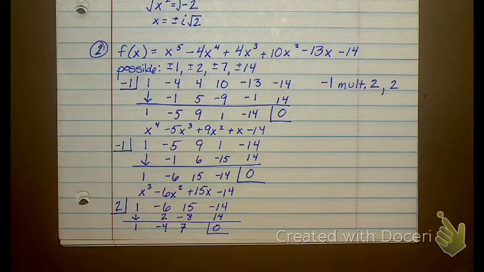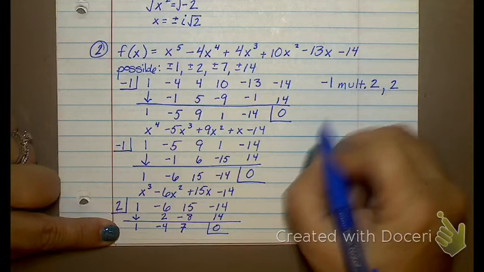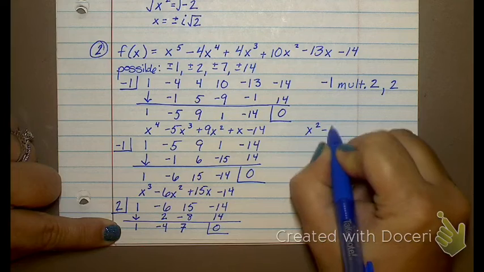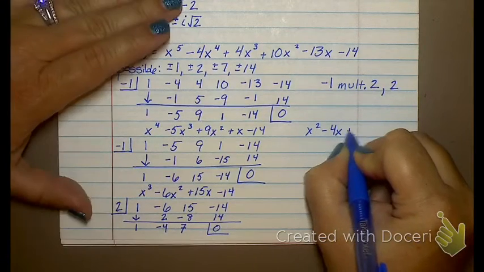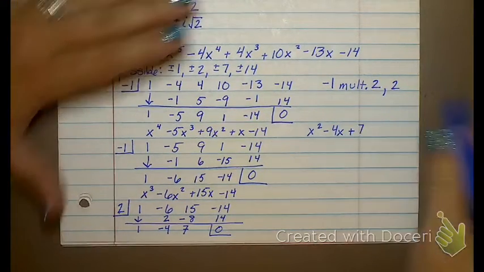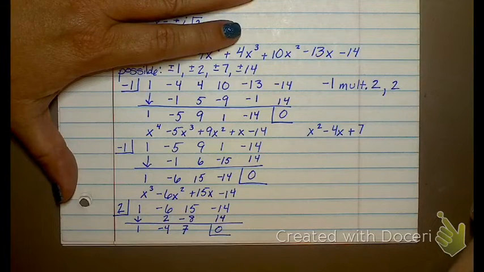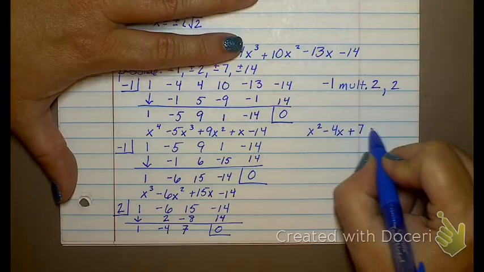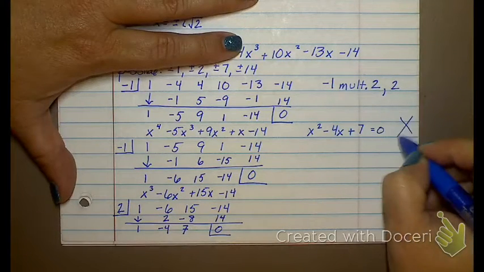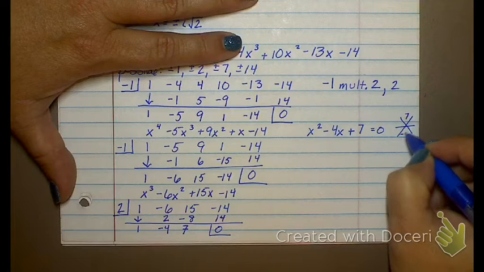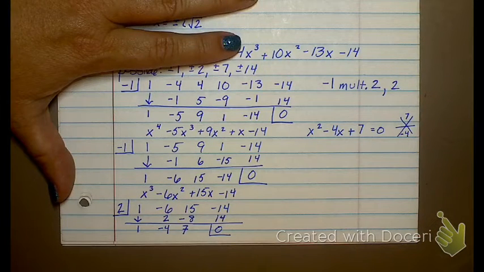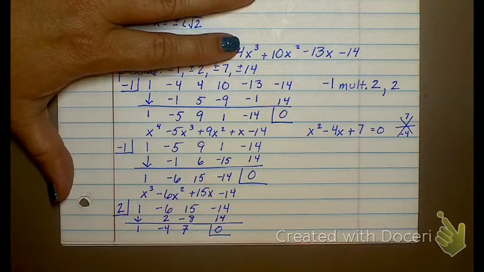Okay. So I'm now down to what? X squared minus 4x plus 7. Can I snowflake that? This would technically equal 0. Is there a snowflake that would have 7 and negative 4? Not going to work, is it? So what do I have to do if I can't snowflake?